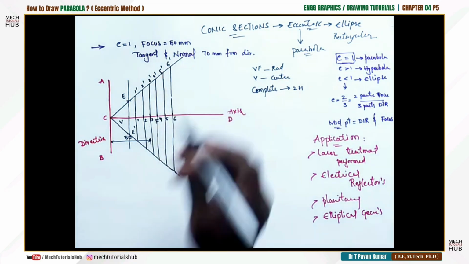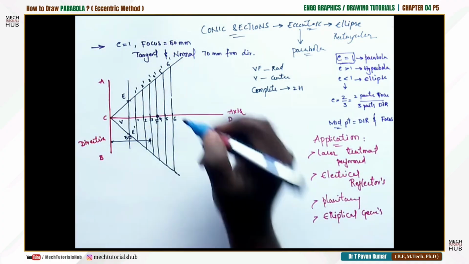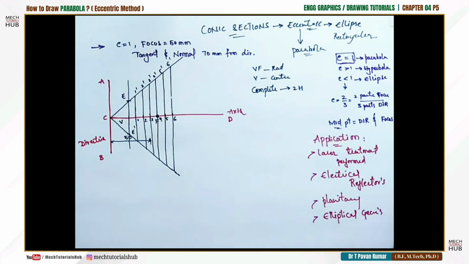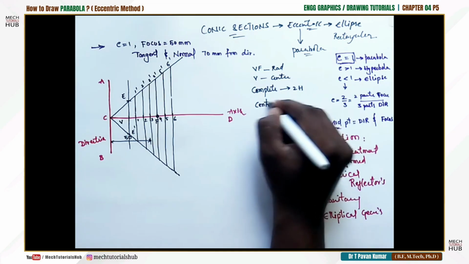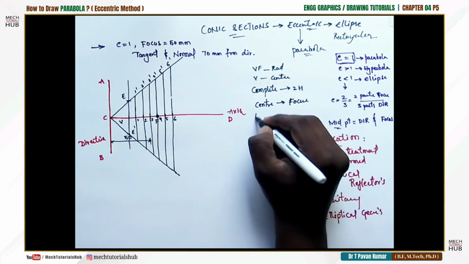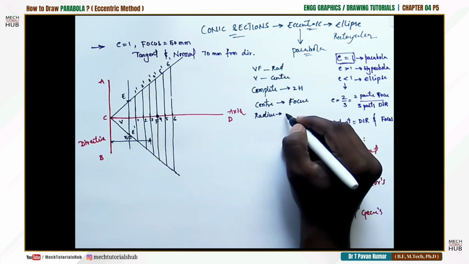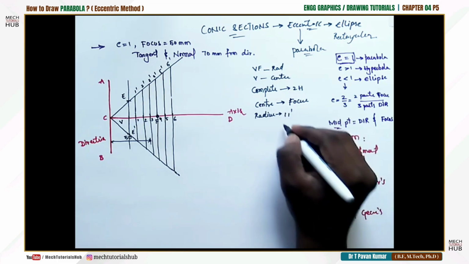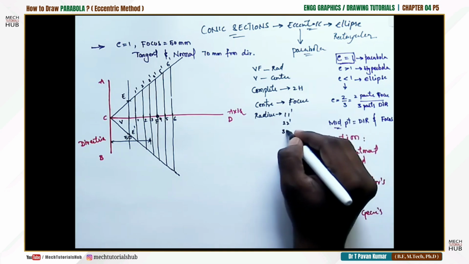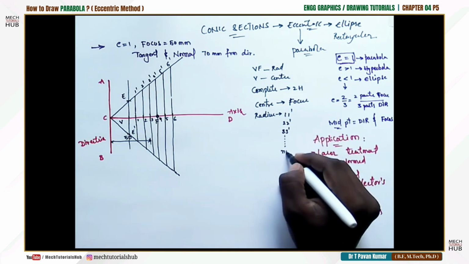Now focus will remain same. This focus point where I have made a mark, I'll try to make a mark again for this particular point. Focus will remain same. Focus acts as center and radius will keep on changing, the way we did in ellipse method also. Radius will be like 1 prime is first radius, 2 prime second radius, 3 prime third radius up to the last one, n prime.